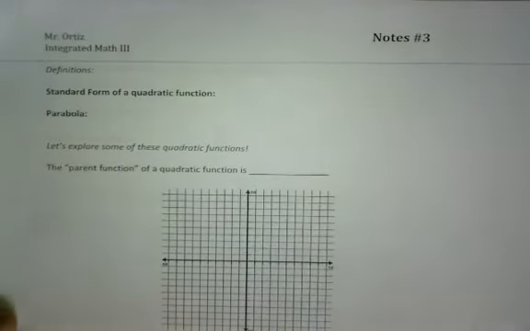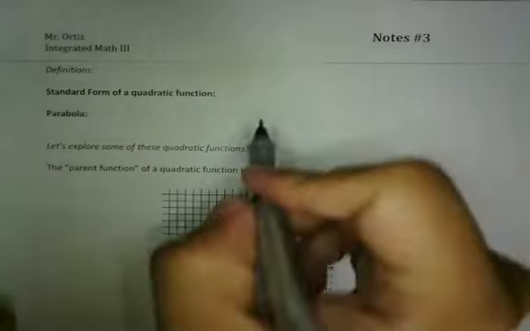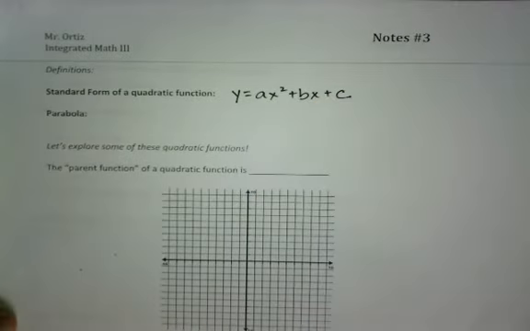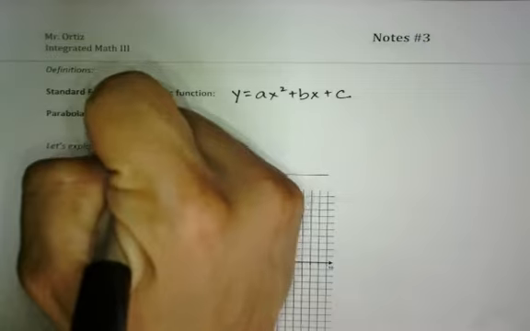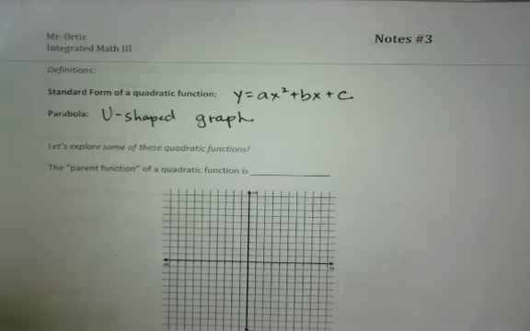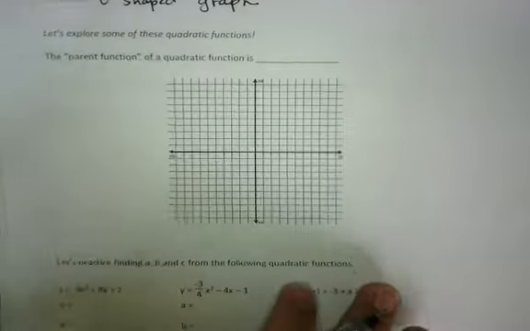Okay, so again, to review. Standard form of a quadratic function. Somebody say it out loud for me. Out loud, loud and proud. Very good. y equals ax squared plus bx plus c. Somebody tell me what a parabola is. What is a parabola? Very good. A U-shaped graph. I'm not saying you're going to have a test with these words on it, but you are.